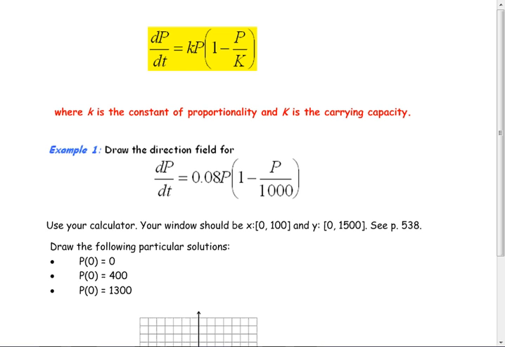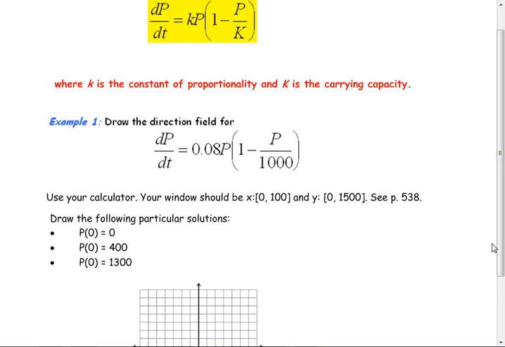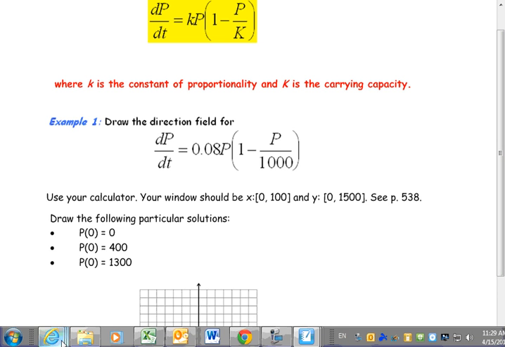Okay, here's a problem. Let's draw the slope field for this. I can get my calculator out. I've seen this on several problems, actually. It says my calculator window should be 0 by 100 and 0 to 1500. And I can even remember the equation that is like that.